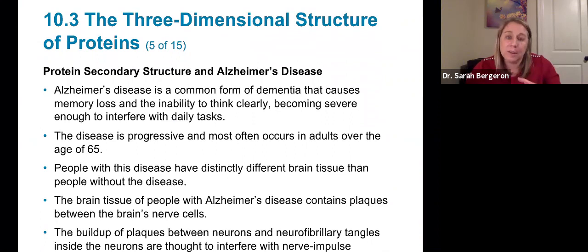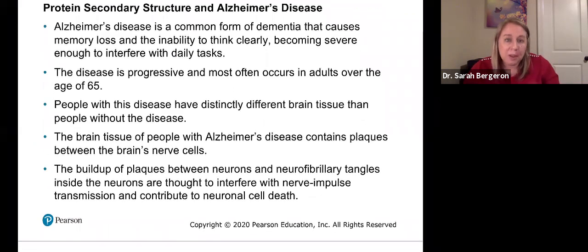And one case where we can see this is Alzheimer's disease. We know Alzheimer's disease is a form of dementia, right? And people have memory loss. They have very foggy thinking, right? And they have trouble performing normal daily tasks. And it's progressive. It gets much, much worse. And typically it only affects adults who are over the age of about 65.